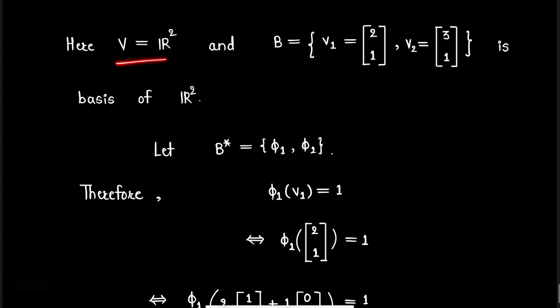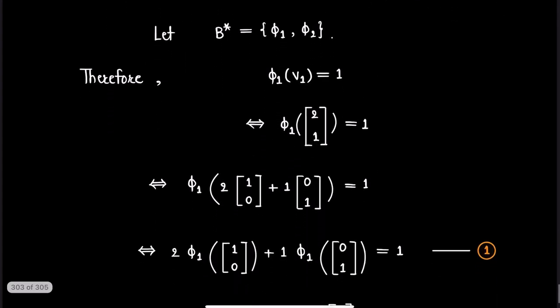Here we have vector space V is R2 and B containing vectors V1 equals (2, 1) and V2 equals (3, 1) is a basis of R2. Let us consider B star containing functionals phi1 and phi2 as the dual basis of basis B. So we have the image of vector V1 under phi1 will be 1, that is, the image of vector (2, 1) under phi1 will be 1. Now this (2, 1) can be written as 2 times vector (1, 0) plus 1 times vector (0, 1), where these vectors (1, 0) and (0, 1) are the standard basis of R2.